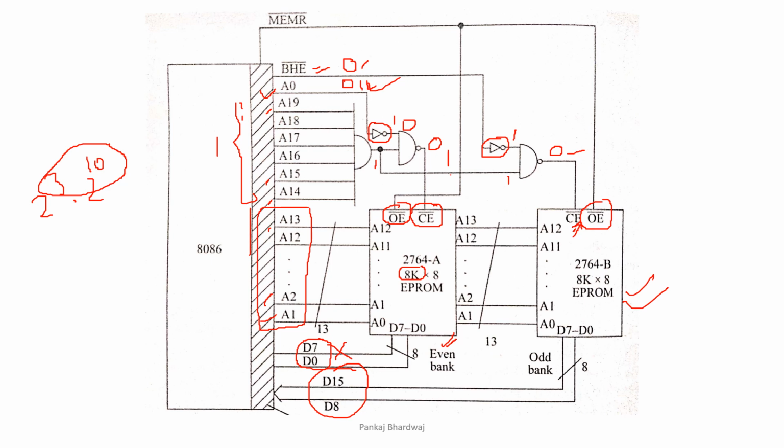Clear? Similarly, we can derive it from BHE is 1 and A0 is 0. So in that case, this will be disabled and this will be enabled. So we can say that in this fashion, when BHE is 1 and A0 is 0, the data is connected from the even bank only. Odd bank is not connected.